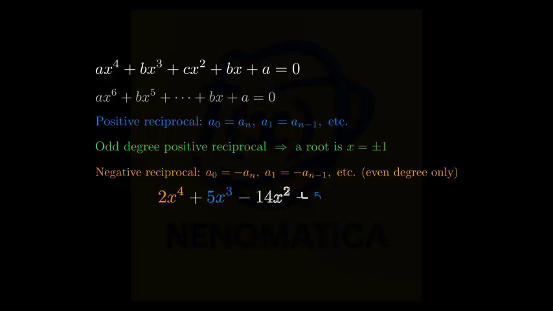Let us work a complete example. We will solve the equation 2x to the fourth plus 5x cubed minus 14x squared plus 5x plus 2 equals 0. First, notice the coefficients are symmetric. 2, 5, minus 14, 5, 2. That tells us this is a positive reciprocal equation of even degree.